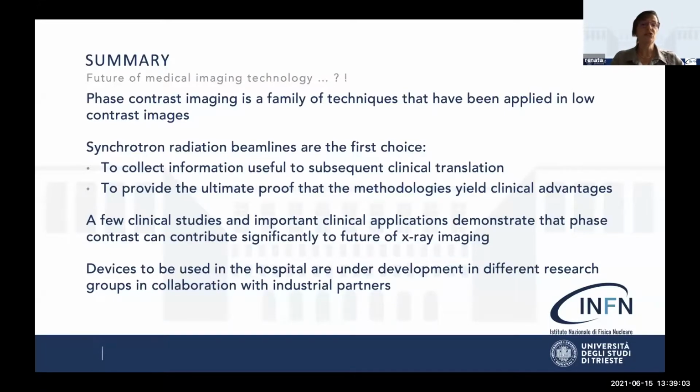And this is the first choice because to collect useful information for subsequent clinical translation and also to provide the ultimate proof that the methodologies yield clinical advantages. And then we can say that a few clinical studies and important clinical applications demonstrate that phase contrast can contribute significantly to the future of medical imaging technology. Devices to be used in the hospital are under development in different research groups and in collaboration with industrial partners.